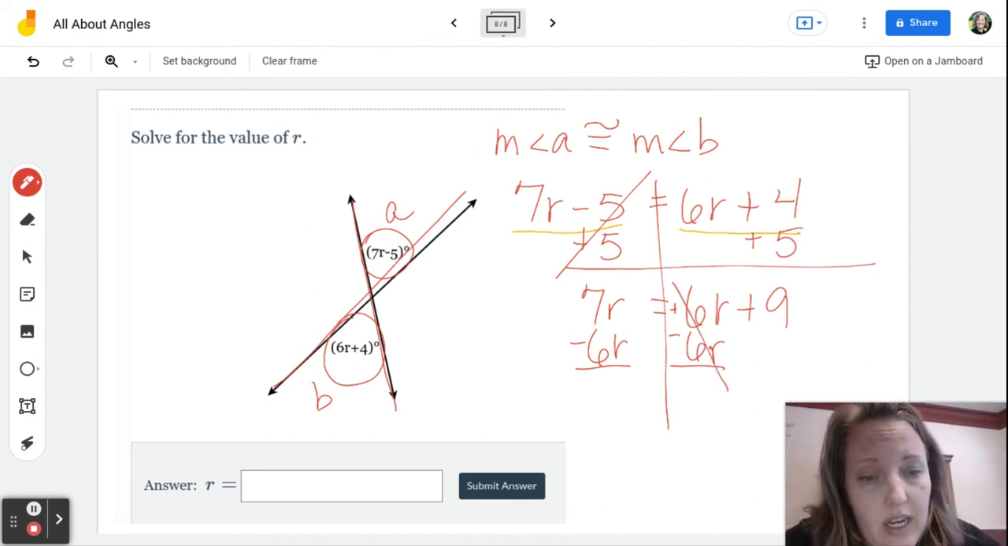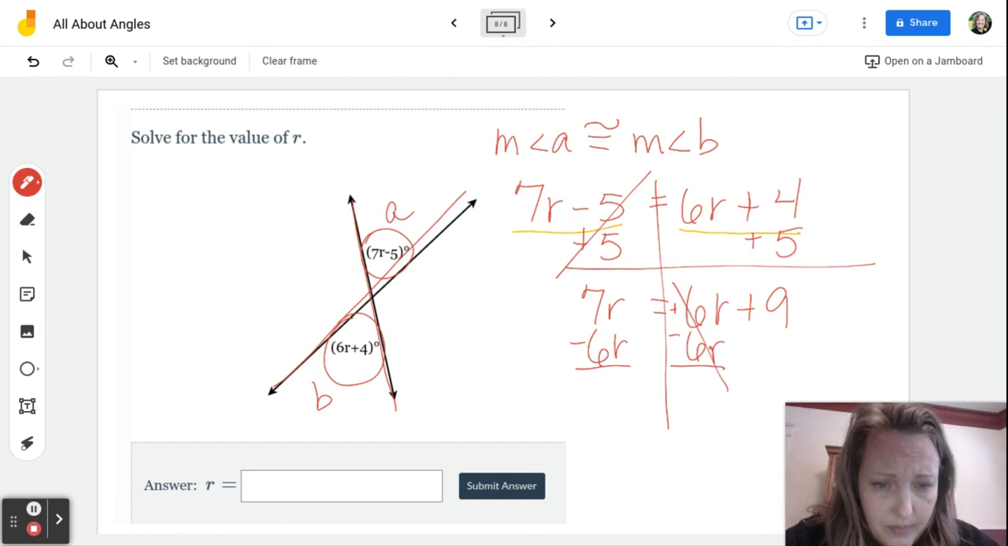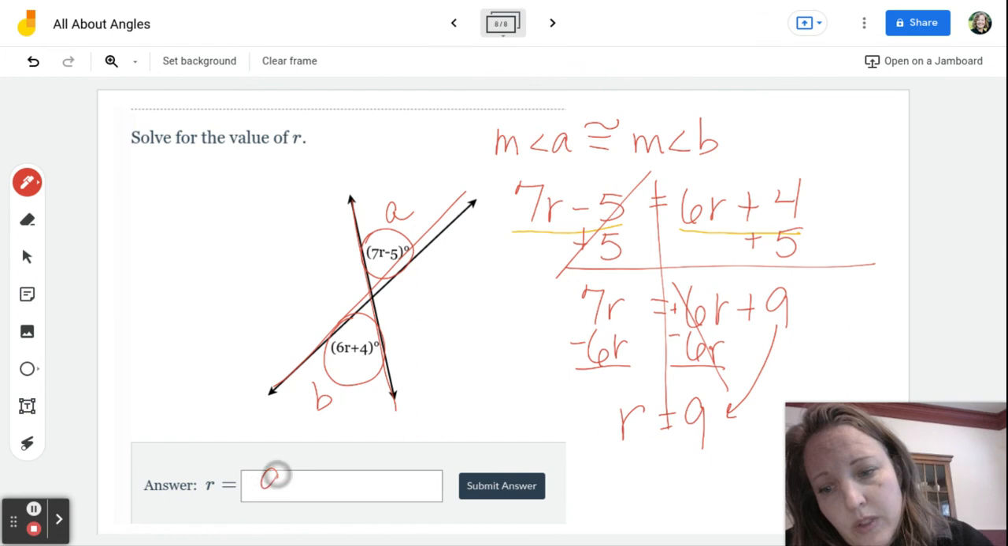So these are additive inverses. They create 0. So 7r minus 6r, those are like terms. We have 1r. There's one of them. 1r is equal to 9. That's what's left, right? 9. So let's check it.